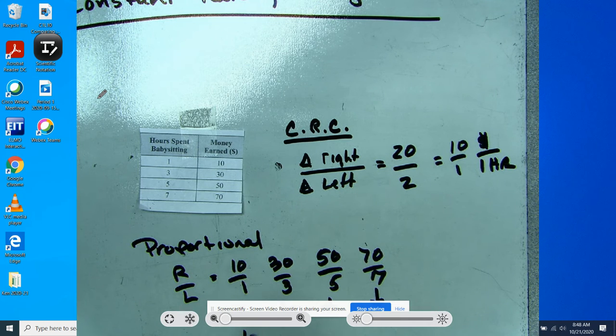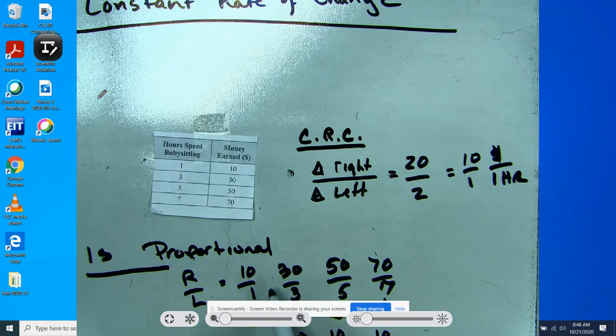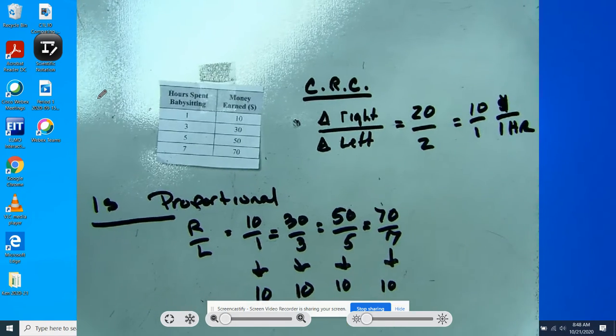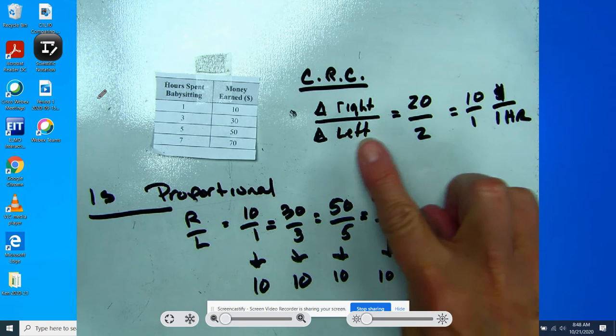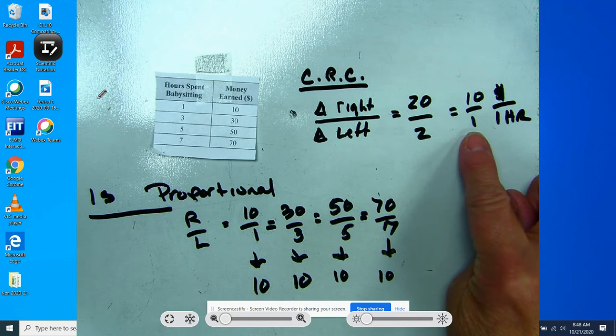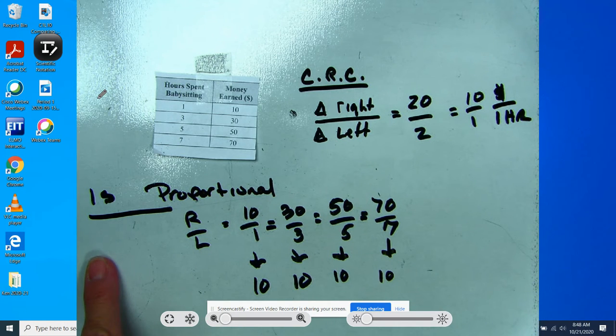So 10 over 1 is 10. 30 over 3 is 10, 50 over 5 is 10, 70 over 7 is 10. So the relationship, it is proportional because each of these fractions are equal to each other, and therefore the entire thing is proportional. That's how you determine proportionality. Okay, so our constant rate of change is 10 over 1, $10 per hour. It is proportional.